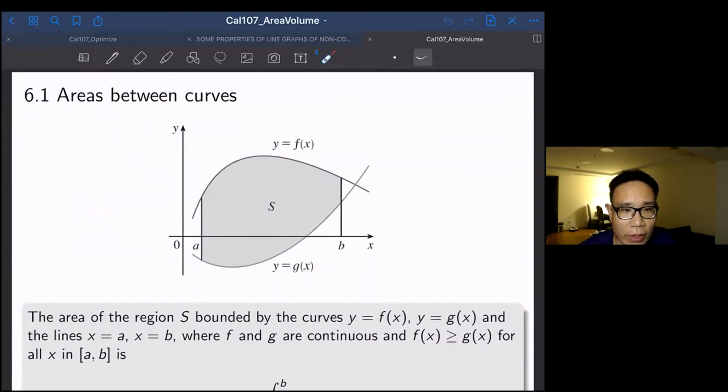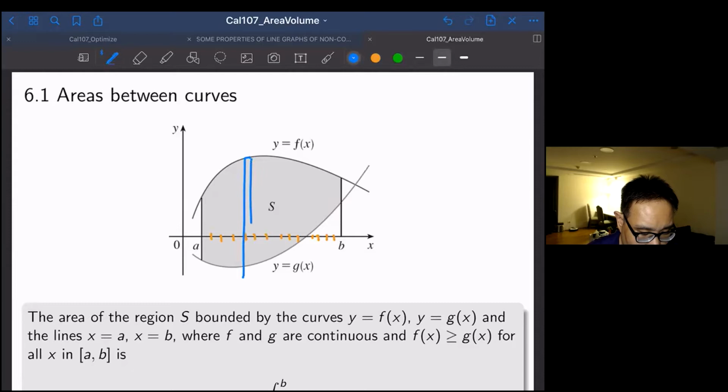So first of all, let's discuss the area between two curves. You see that you have the interval AB here, and you have y equal to f(x) and y equal to g(x). You want to compute the area between these two curves. The concept is that you divide the interval AB into small pieces and use the Riemann sum. You find the area of each rectangle.